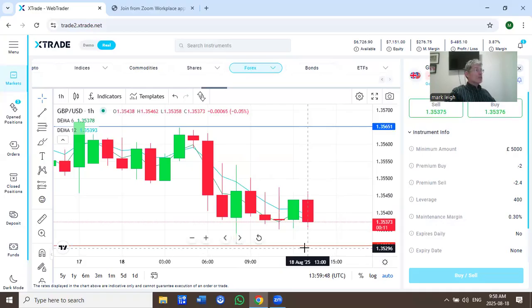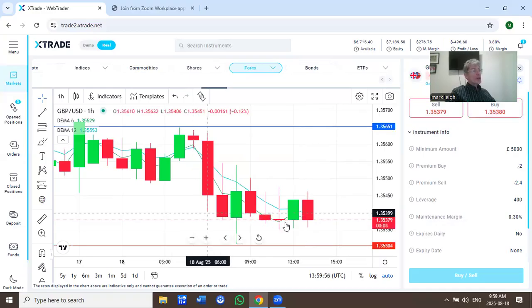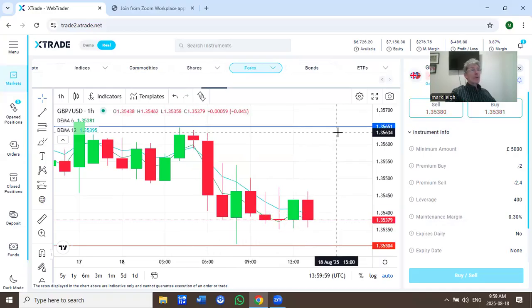If there is going to be a turnaround from US dollar strength to US dollar weakness, here would be buying pound, selling US. Buyers would be looking up at the 135.65 resistance area.